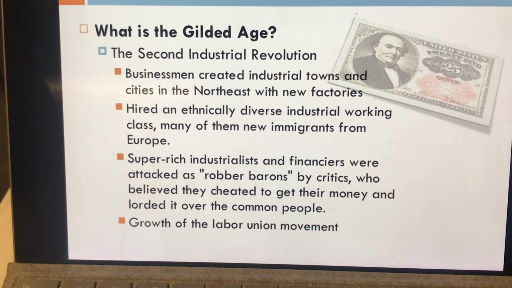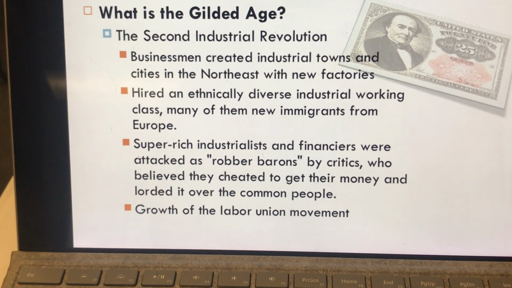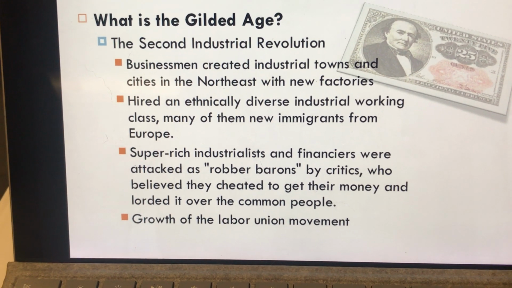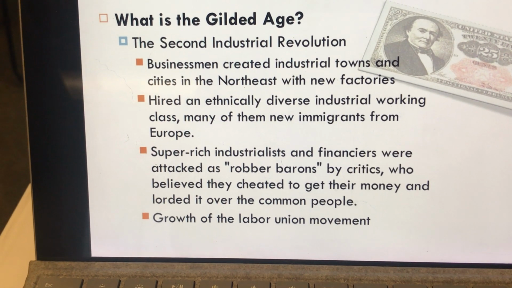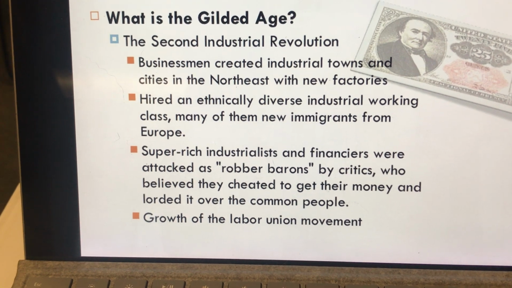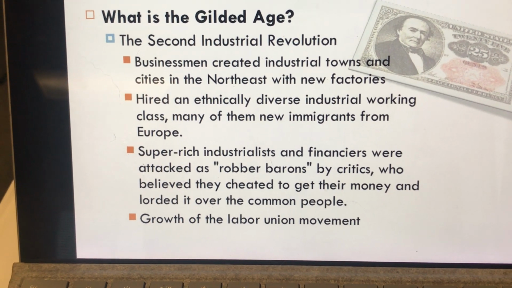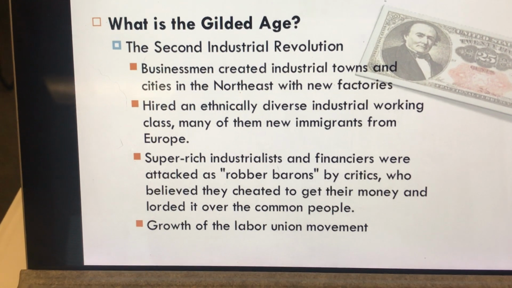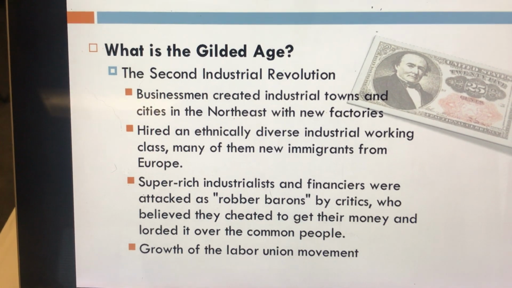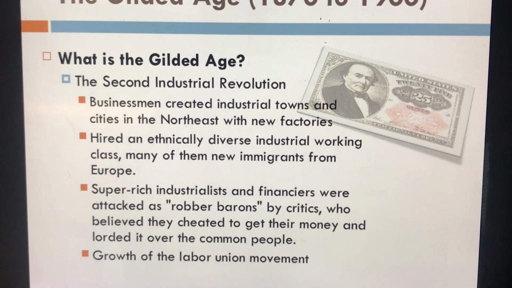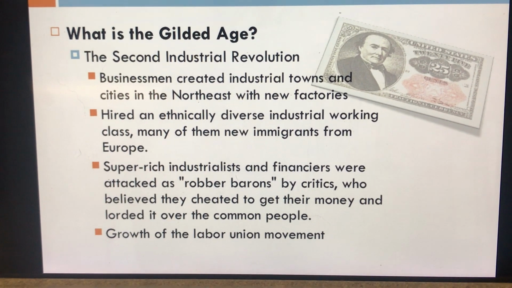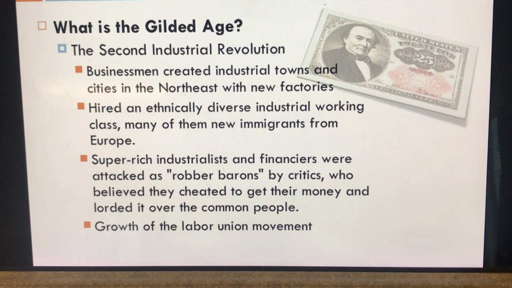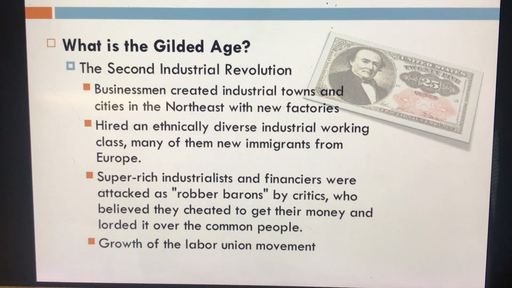It's a time when many industrialists and financiers become very, very rich. They're called robber barons, which is a derogatory term. Many people believe that these rich have cheated to get their money, and some had. But many had not. Many had come upon it through hard work and dedication, and many tried to use their newfound wealth to help others. Some did not, however. Some did take advantage.